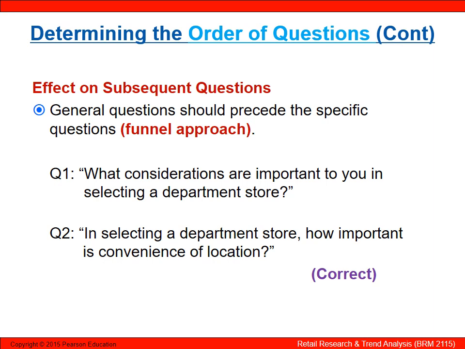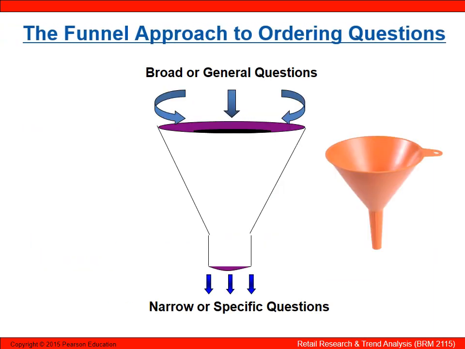If these questions were asked in the reverse order, respondents would be curious about convenience of location and would be more likely to give this response to the general question. Going from general to specific is called the funnel approach, as illustrated in the diagram here. The funnel approach is particularly useful when information has to be obtained about respondents' general choice behavior and their evaluation of specific products. Sometimes, the inverted funnel approach may be useful.